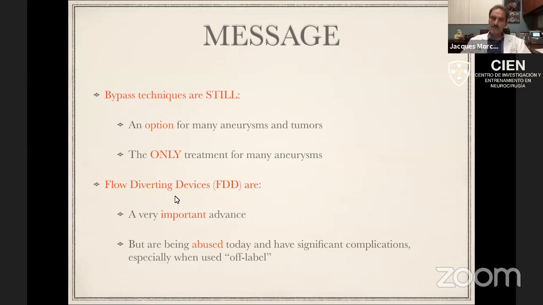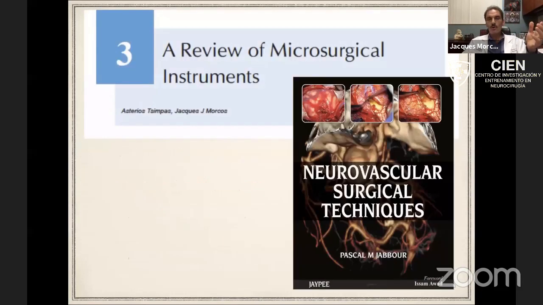And yes, of course, flow diverting devices are very important, but they can be abused for many reasons. We're not going to go into that, but there are many reasons why flow diverting devices are being abused and used off-label in the distal circulation. Of course, endovascular is very important. It is continuously advancing, but I will show you cases that cannot be done endovascularly. So let's go over this. Let's first start with the basic review of microsurgical instrumentation.